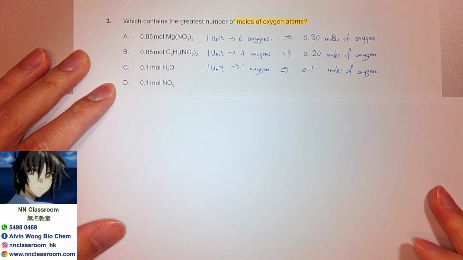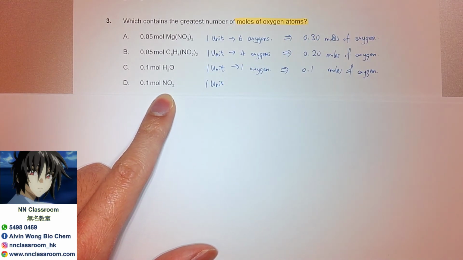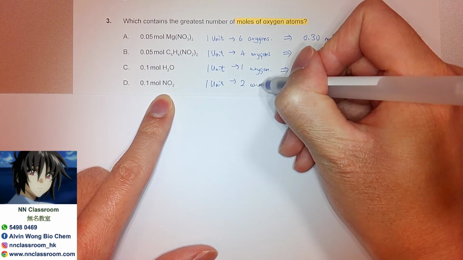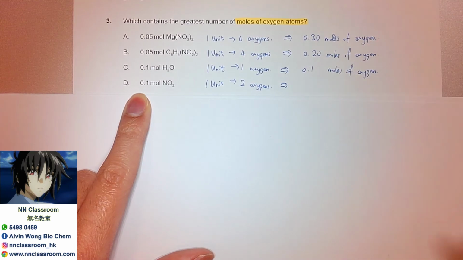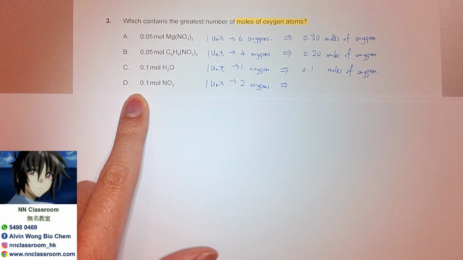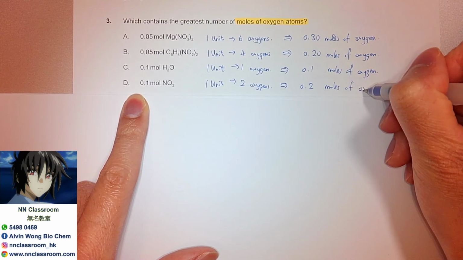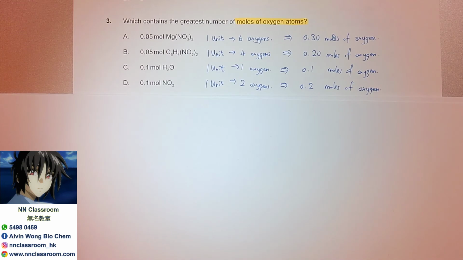And finally, with 1 unit of this nitrogen dioxide, we see that 1 unit contains 2 oxygens. Given 0.1 moles also, with this ratio of 1 to 2, all in all we get 0.2 moles of oxygen. So all in all we should choose the highest number, and that goes to A.